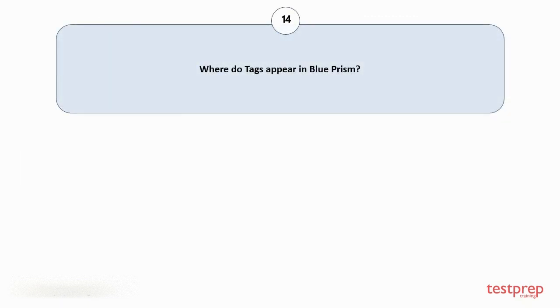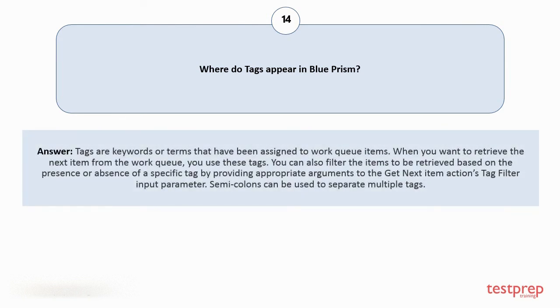Question number 14, where do tags appear in Blue Prism? Your answer is: tags are keywords or terms that have been assigned to work queue items. When you want to retrieve the next item from the work queue, you use these tags. You can also filter the items to be retrieved based on the presence or absence of a specific tag, by providing appropriate arguments to the getNextItemActions tag filter input parameter. Semicolons can be used to separate multiple tags.